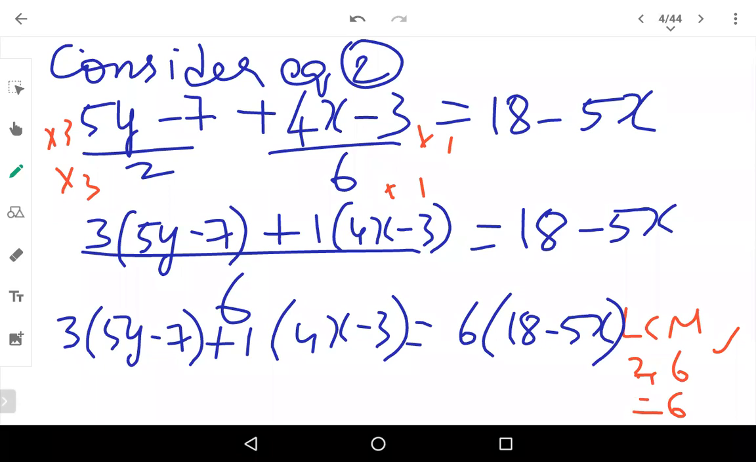38x plus 30y is equal to 156. Sindhu, what is that? Did you simplify your equation? Yeah, let us see what is the answer that we'll get.